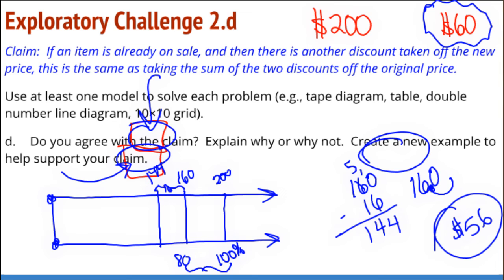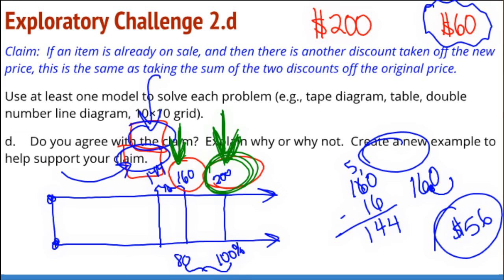Now, there is, of course, an explanation for why this doesn't work. When you take the original 20% off, you're taking it off the 200. And then when you're taking the 10% off, you're taking it off 160. When you take 30% all at once, you're taking it all off of the 200. You're not taking it off the 200 and the 160. So the full 30% is coming off of the 200. But when we do it in 2 steps, when we take 20% and then we take 10% more, we're starting with the 200 for the first 20%, but then we are finding 10% of the 160. So no, this doesn't work.